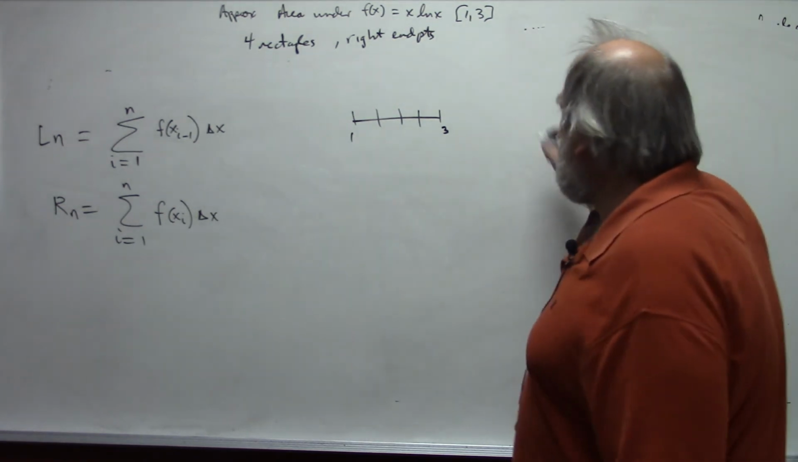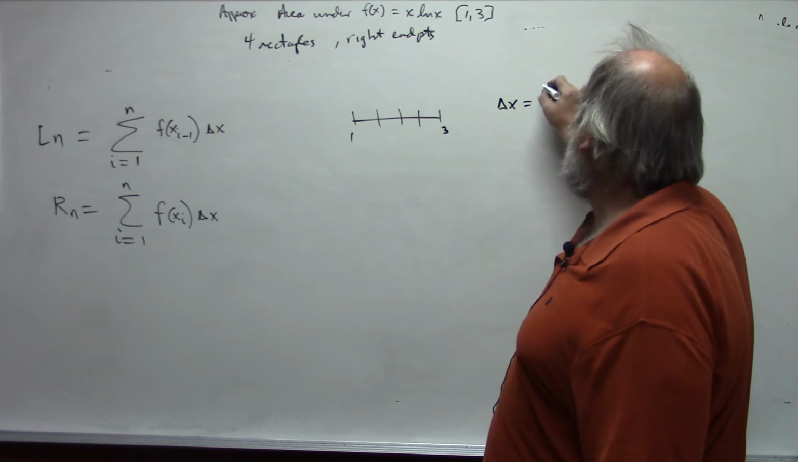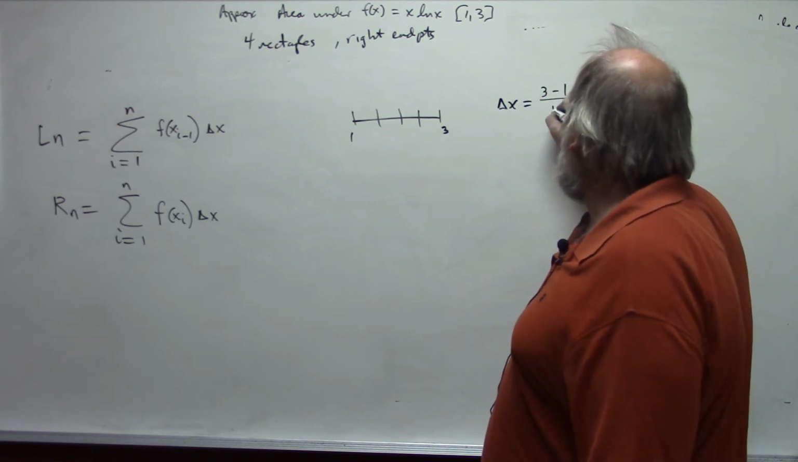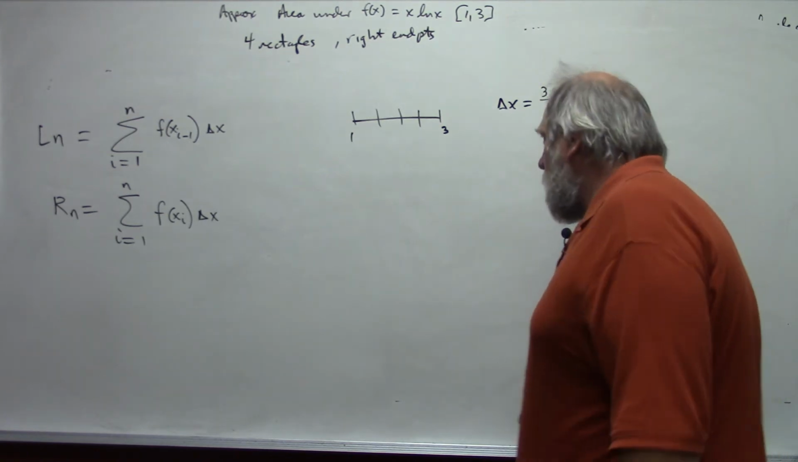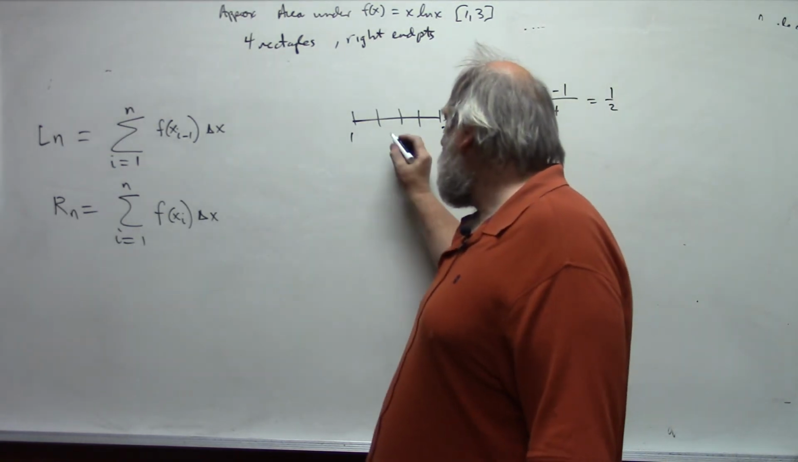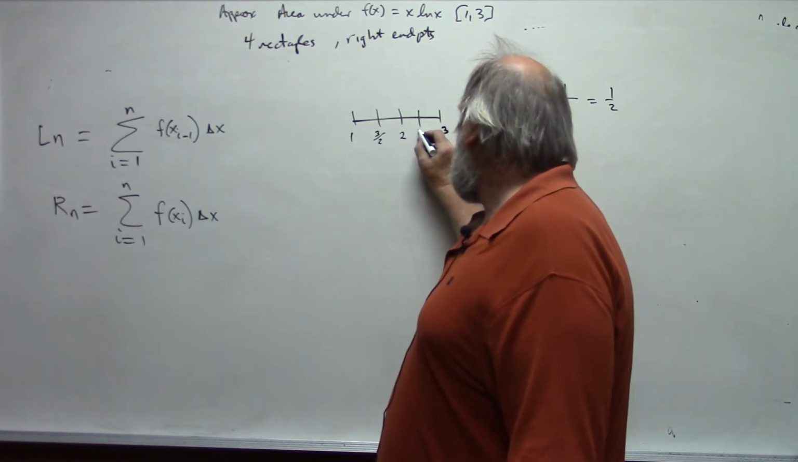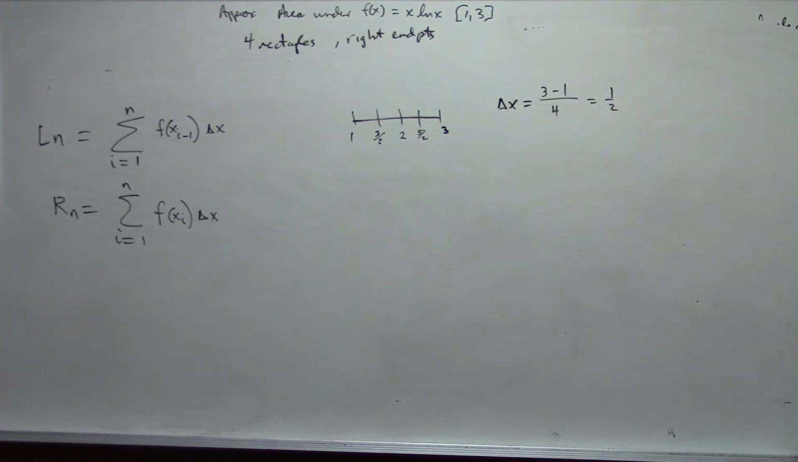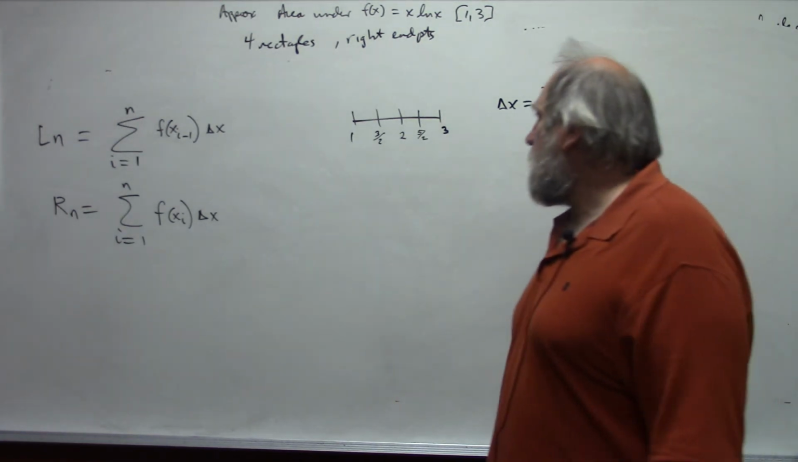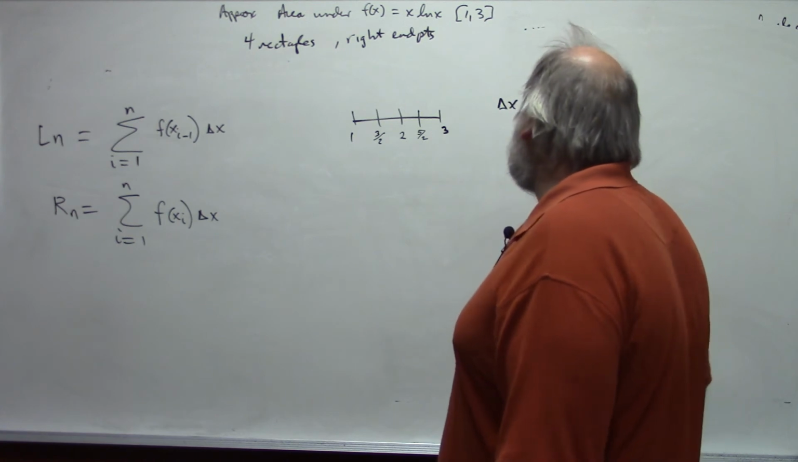Next thing I need to do is get my delta x. Delta x is b minus a over n, or in this case, 1/2. And so that means that this value here is 3/2, this is 2, this is 5/2, and that's 3. Just add 1/2 each time. You can use decimals, it doesn't matter. I'm just doing fractions because it'll be simpler. I'm not going to get an overall value at the end. I'm going to leave that part of it.